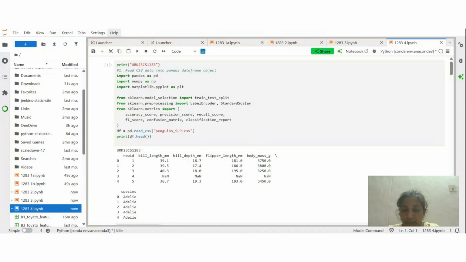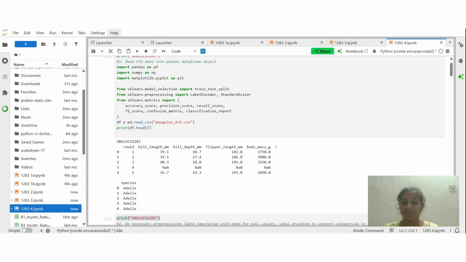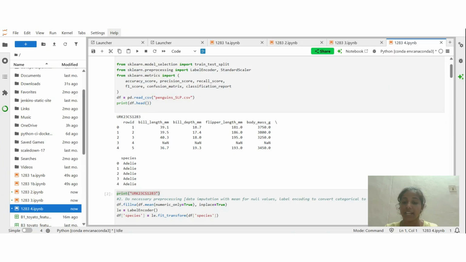Now I'm going to explain the fourth experiment, the single layer perceptron. First, we want to read a dataset into a pandas data frame. The first step in any data science project is to load the dataset. CSV files are commonly used. Pandas provides pd.read_csv. And the second step is data imputation, which handles null values.